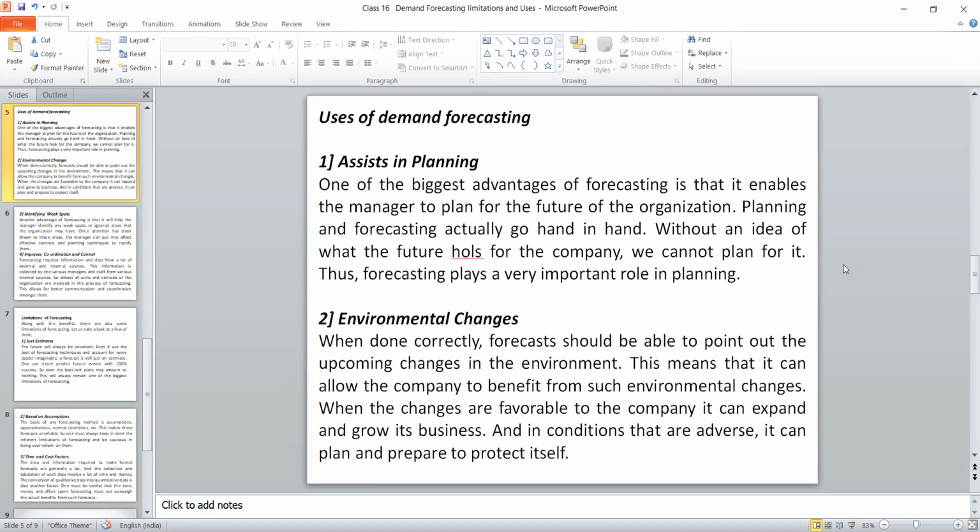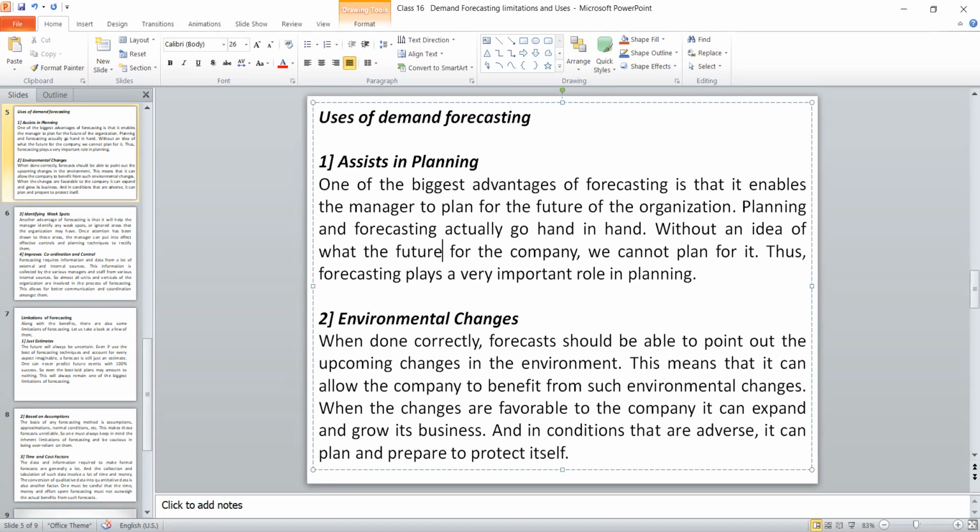First, it will be very useful for planning. One of the biggest advantages of forecasting is to enable the manager to plan for the future. For his organization, he can plan what to do next year. Planning and forecasting actually go hand in hand. Whenever you want to plan something, you should forecast what may happen in the future. Without an idea of what the future will be, we cannot plan it. Thus, forecasting plays a very important role in planning. This is the very first advantage of demand forecasting.